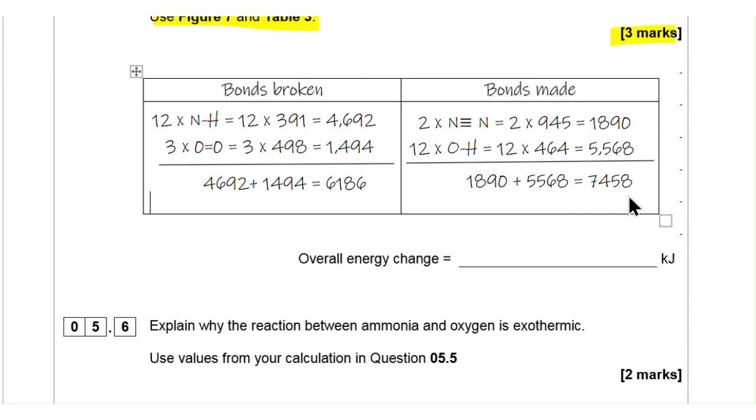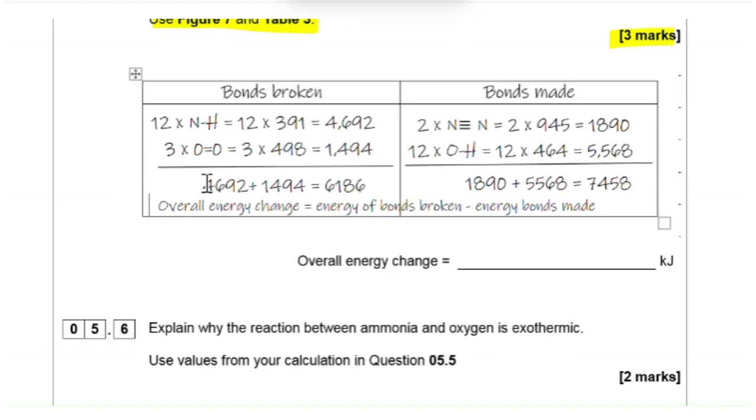7458. So this is the energy released when all the bonds on the right hand side of the equation have been made. So in order to calculate the overall energy change, we're going to take the energy from the bonds made and take it away from the bonds broken. So overall energy change equals energy of bonds broken, take away energy of bonds made.